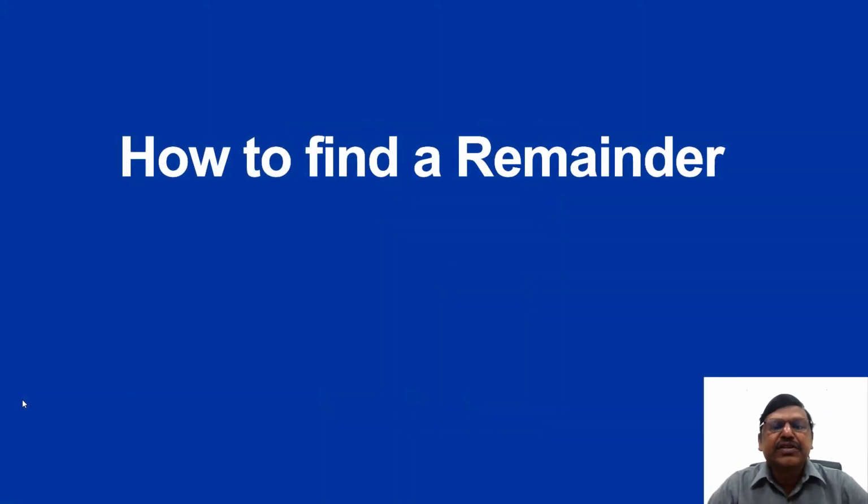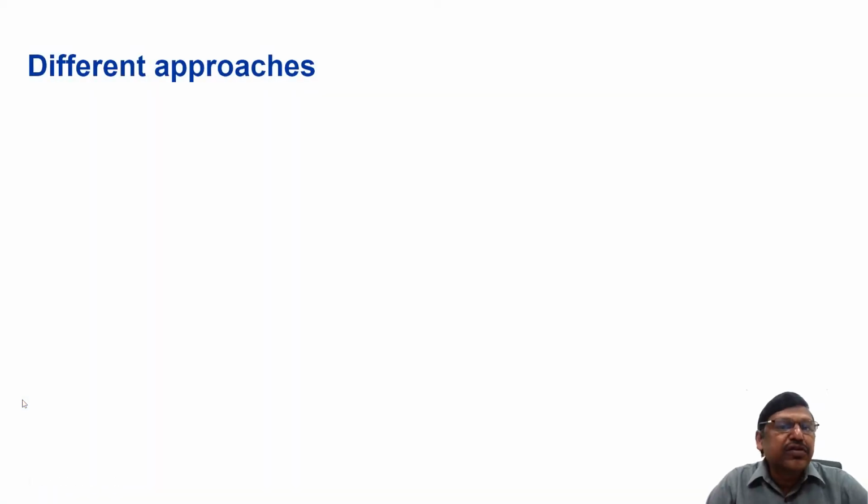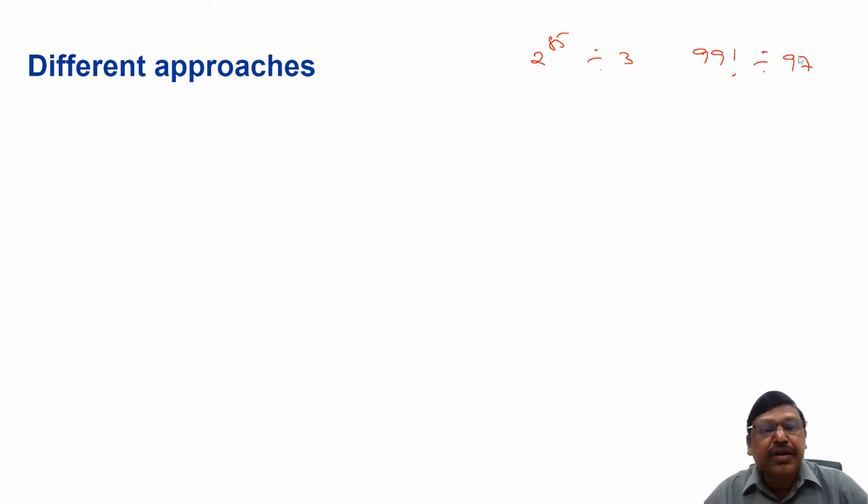In this session, we will discuss how to find a remainder. There are 7 different approaches in finding remainders. In each of these following sessions, we will be discussing one particular approach. When we say finding remainders, it is for very big numbers. For example, if I ask, say, 2 power 85 divided by 3, what is the remainder? Or if I ask you, say 99 factorial divided by 97, what is the remainder?